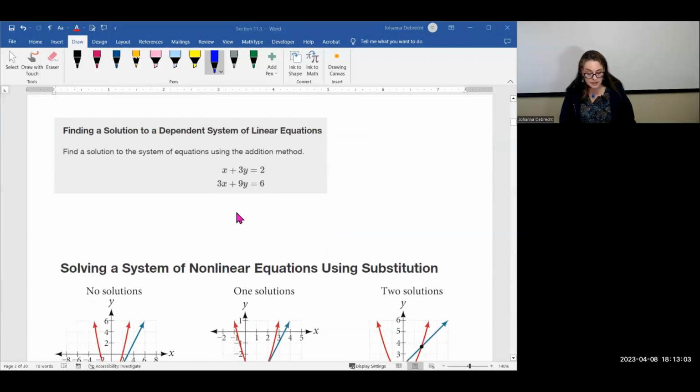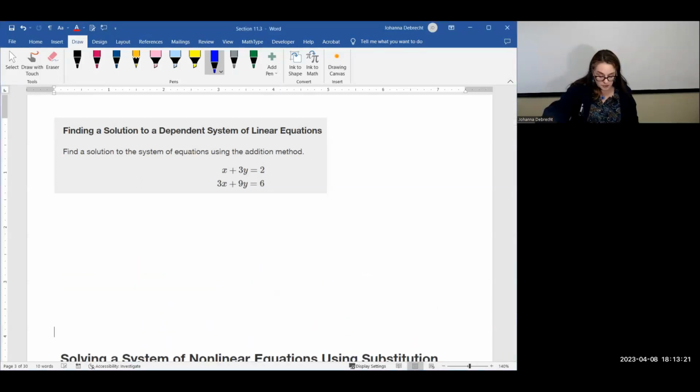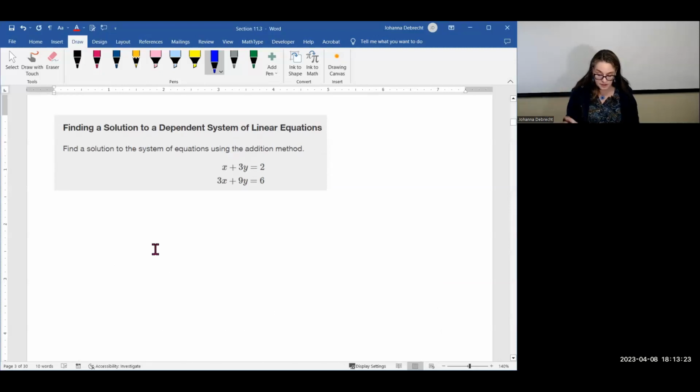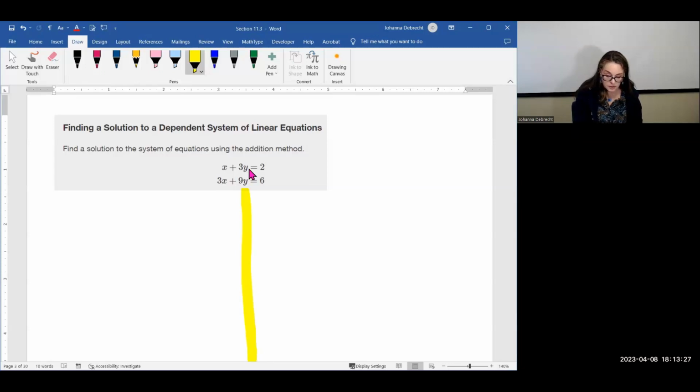In a dependent system, when you solve the system, either using the addition elimination or the substitution method, the variable terms will drop out because the slopes are the same, but you'll get a true statement because the y-intercepts are also the same. So let me create a little bit more space here. I don't think that's going to be enough to do both methods. So I'm going to draw a line down the middle. And on the left, we're going to do substitution.